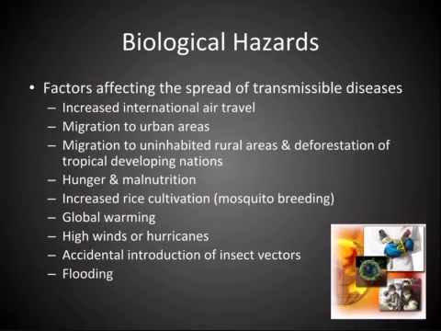Things that affect the spread of transmissible diseases. We have more increased international air travel, more migration to urban areas, so you have higher concentrated numbers of people. And you can add hunger, malnutrition, things that breed mosquitoes, global warming, winds, when wind is a vector, accidental introduction of insect vectors, flooding that can breed mosquitoes.